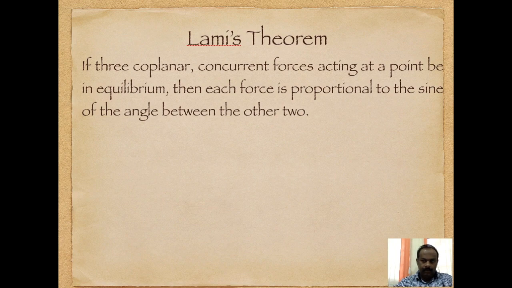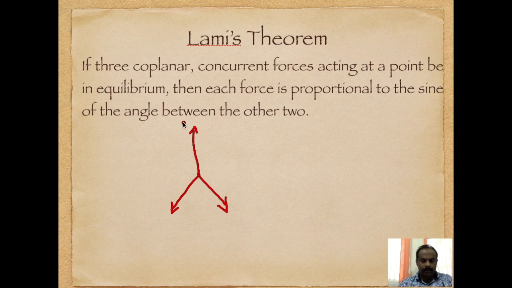Okay, so you have three concurrent forces acting, and the concurrent forces should always be acting outwards. Suppose it is acting inwards, you need to convert that and make it in such a way that the forces are acting away, outwards from one point. So let's look at this.